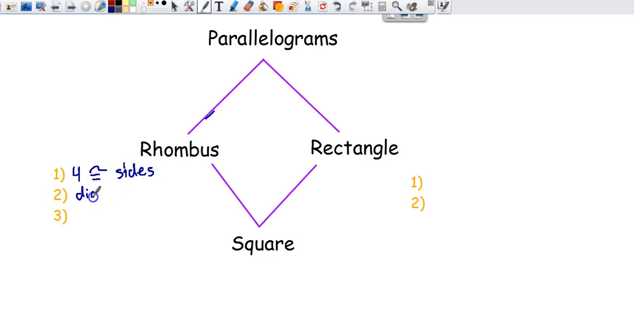Diagonals are perpendicular. Remember the symbol for perpendicular? Across at right angles, it's an upside down T. And diagonals also, they bisect opposite angles.